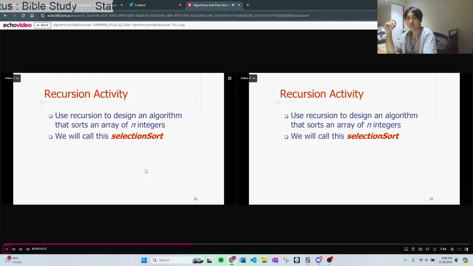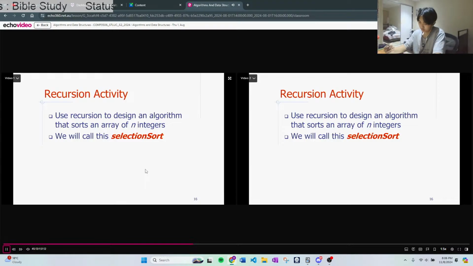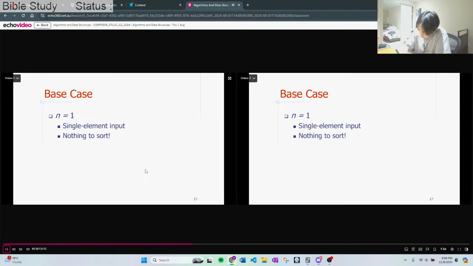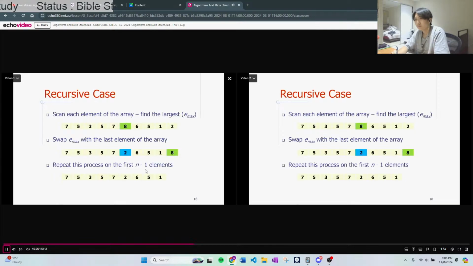We're going to call this selection sort. Who's heard of selection sort before? Probably a bunch of you have implemented it. Your base case is easy. If I say, here's a list with one thing in it, it's sorted, right? Doesn't matter if you want to sort it backwards or forwards, it's sorted. There's nothing to compare it to. The recursive case.